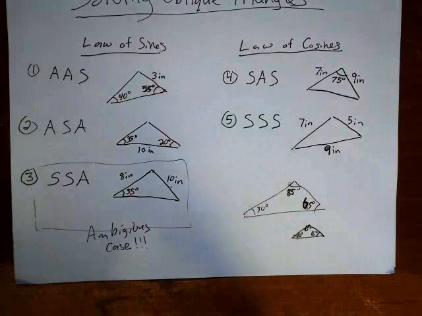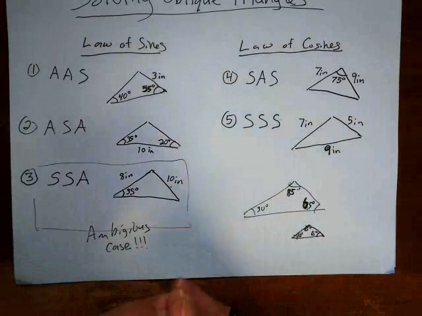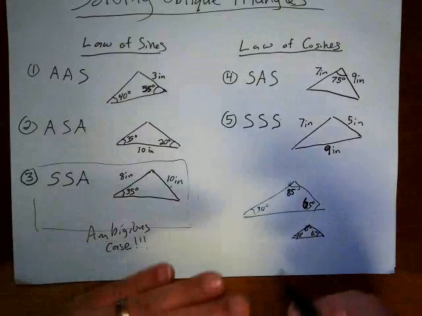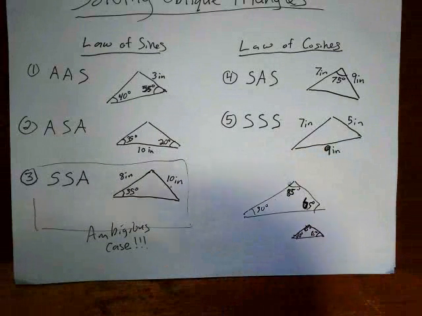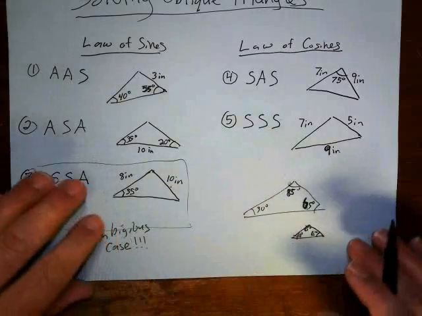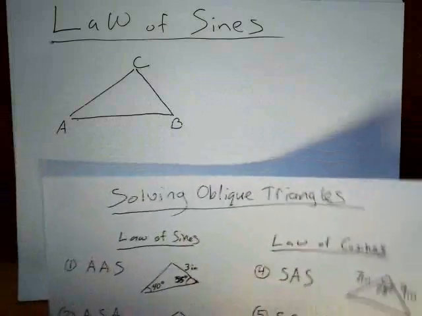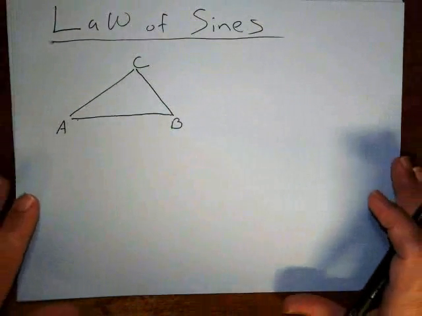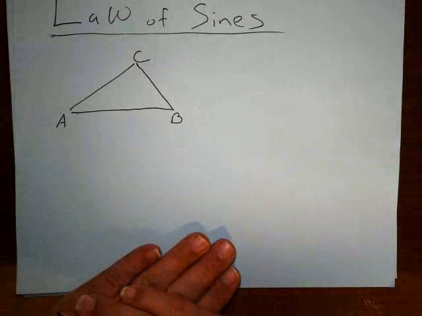Okay, so basically if we're given three pieces of information, we're going to be able to solve any triangle, even if it's an oblique triangle, with the exception of being given the three angles. Okay, we need at least one side. And so the first thing we're going to do is we're going to learn how to use the law of sines to solve the triangle.